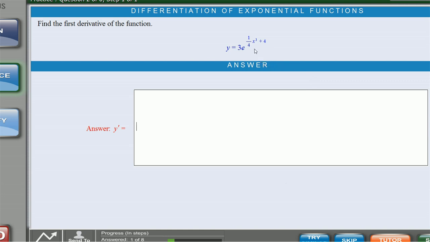Alright, here's one that's a little bit more complicated. It's not just e to the x this time. We have 3e to the (1/4 x cubed plus 4). So if we're looking at our exponential rule, it was y equal e to the g(x). g(x) is basically that exponent, 1/4 x cubed plus 4. So let me write this down here: y equals 3e to the (1/4 x cubed plus 4).